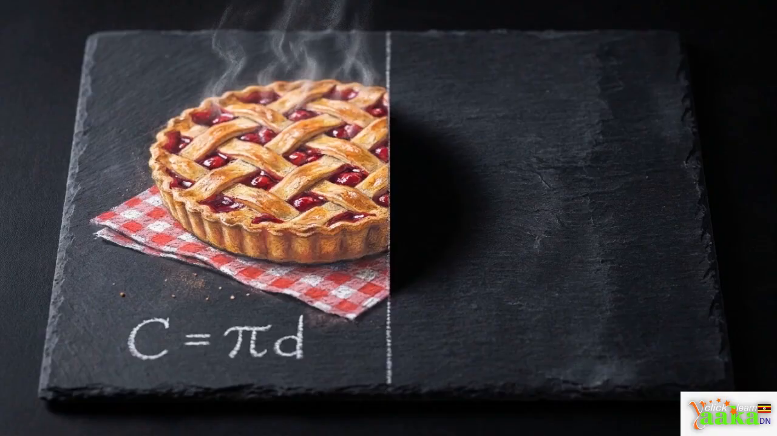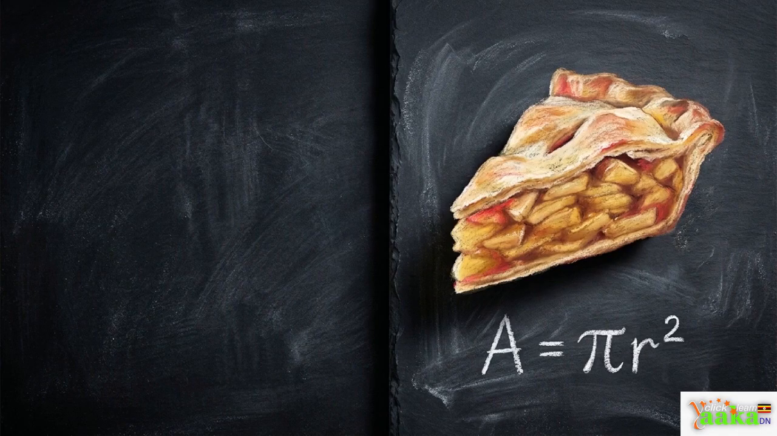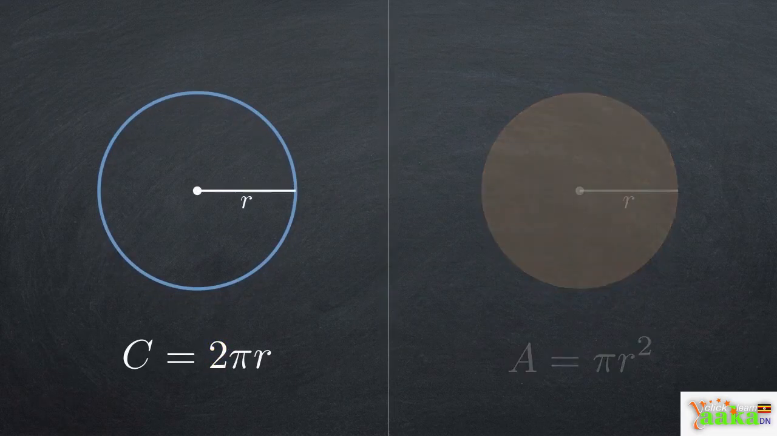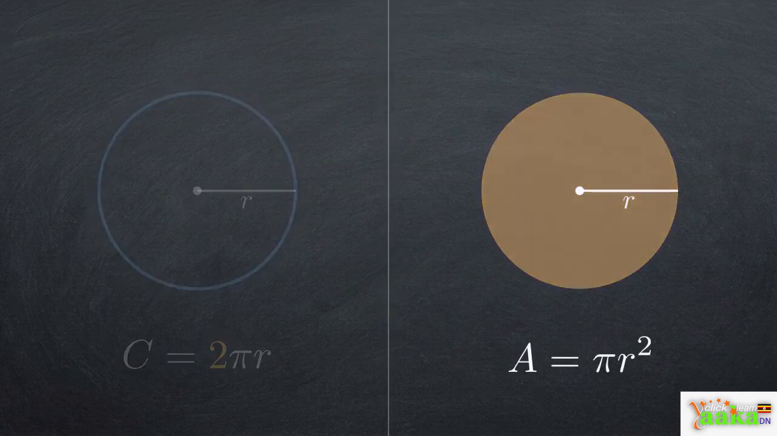To keep the formula straight, remember these two phrases. Cherry pie is delicious, for circumference equals pi times diameter, and apple pies are 2, for area equals pi r squared. Notice the number 2 in each formula. For circumference, which measures a one-dimensional line, the 2 stays at the front. For area, which measures a two-dimensional surface, the 2 is an exponent.